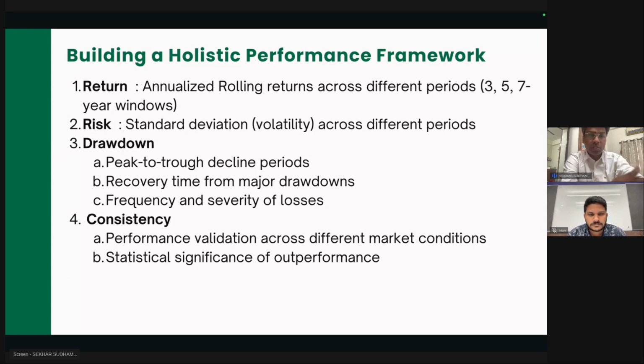So whenever someone presents you a fund or a strategy and says the particular fund has given returns of, let's say, 20% over the last 5 years, instead of that, one should ask what were its rolling returns. Now, what are rolling returns? I'll explain it in the next slide.